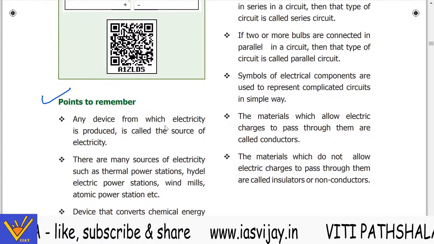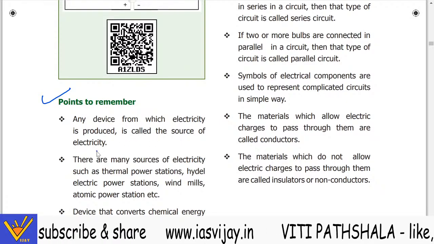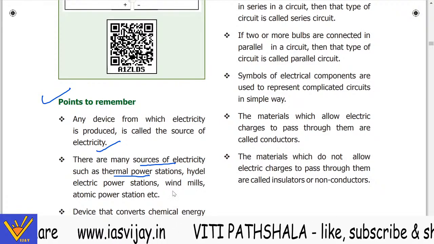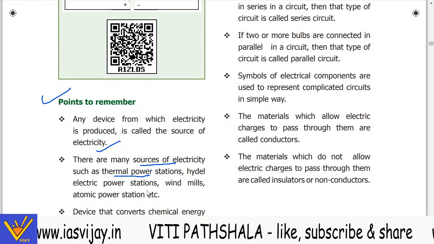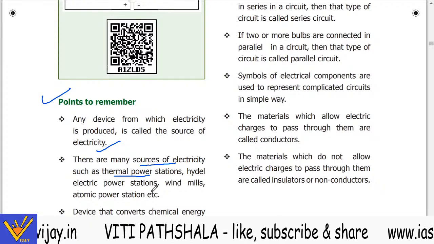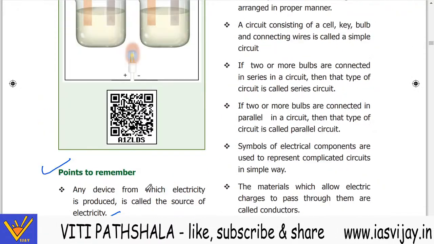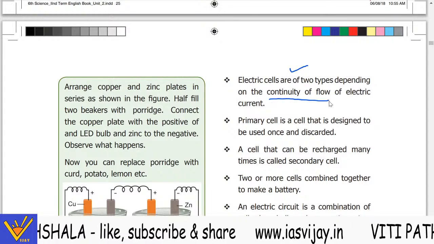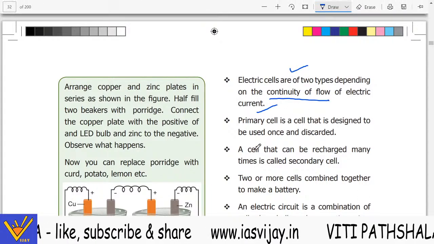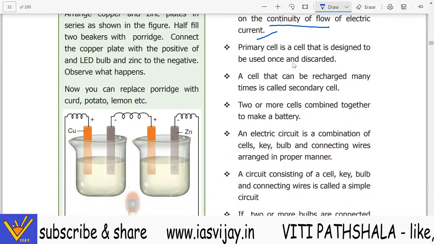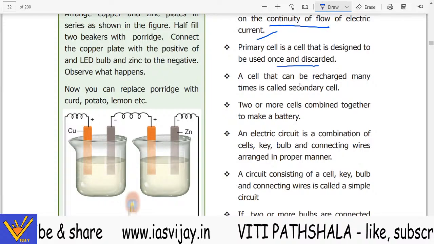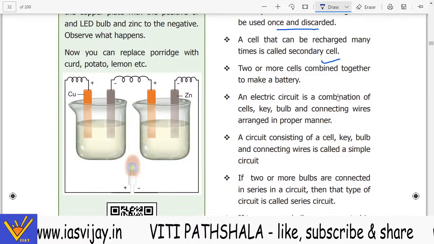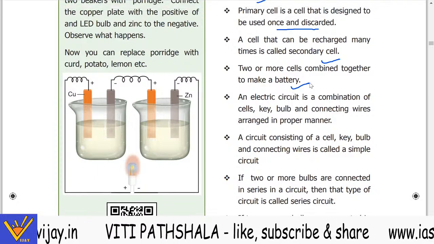Any device from which electricity is produced is a source of electricity. There are many sources of electricity: thermal, hydroelectric, windmills, and the atomic power station. Devices that convert chemical energy into electrical energy are called cells. Electric cells are of two types depending upon the continuity of the flow of electric current. A primary cell is designed to be used once and discarded. A cell that can be recharged many times is called a secondary cell. And two or more cells combined together make a battery.